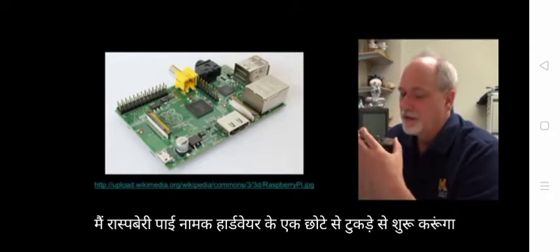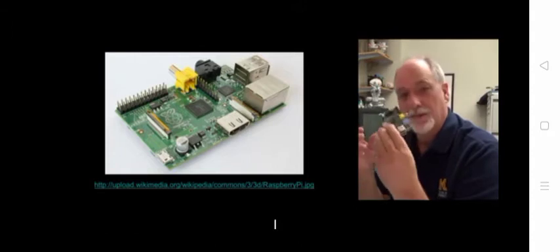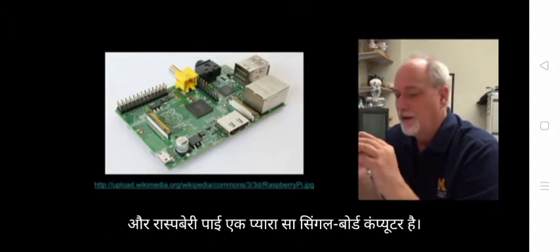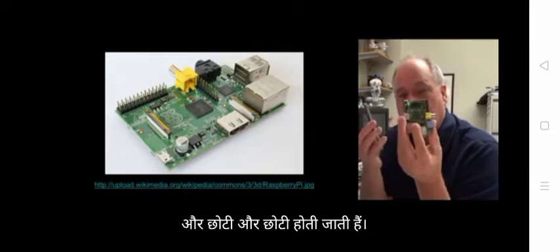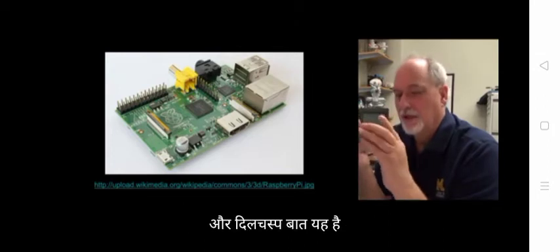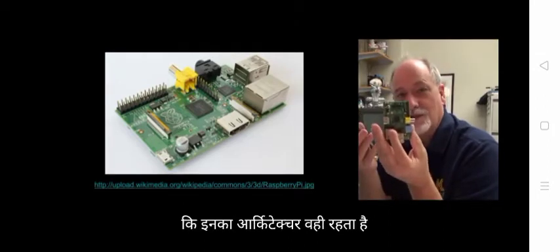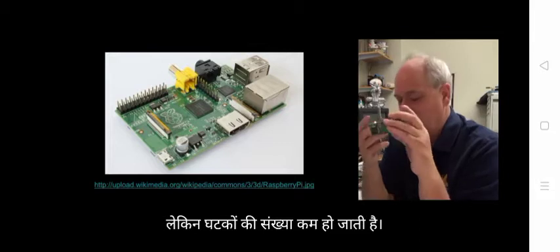And so I'll start with a little piece of hardware called the Raspberry Pi. And the Raspberry Pi is a cute little single board computer. As we go forward, these things are smaller and smaller and smaller. And the interesting thing is that the architecture of these stays the same, but the number of components drops.